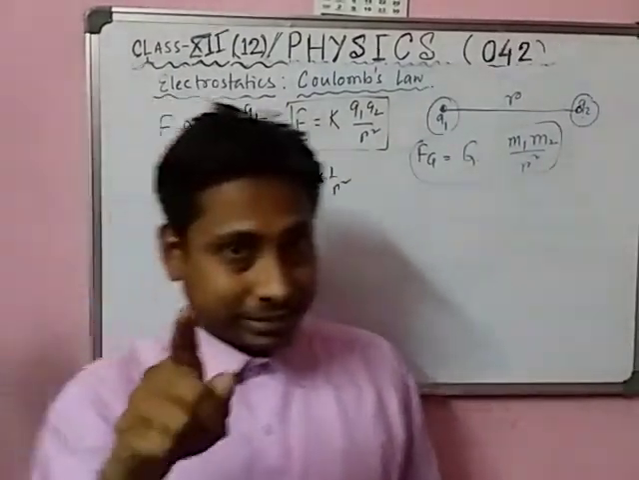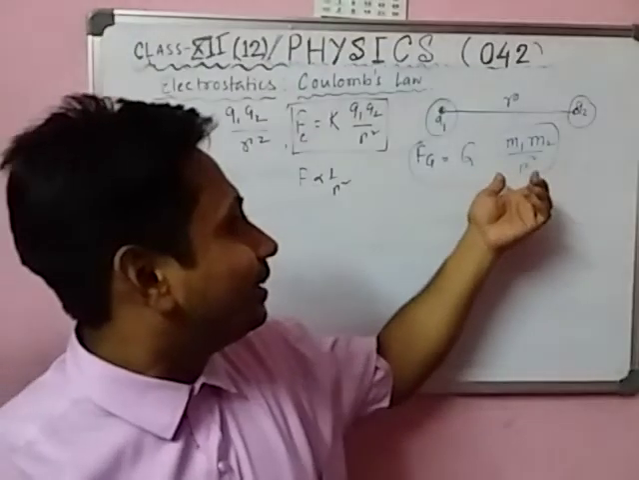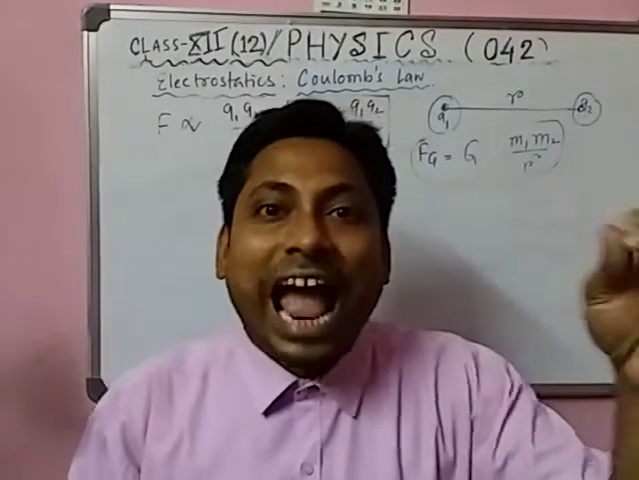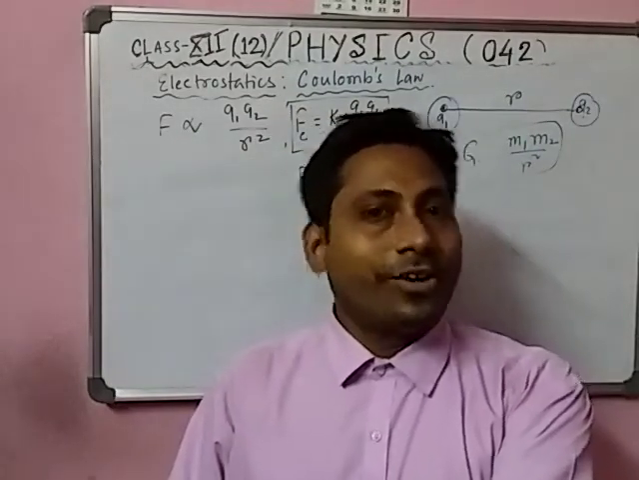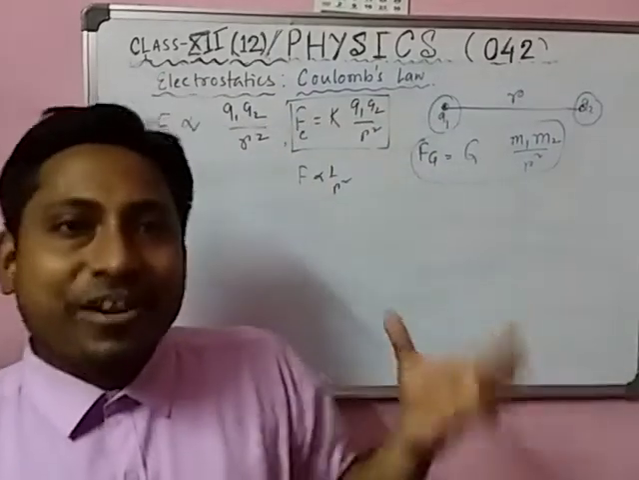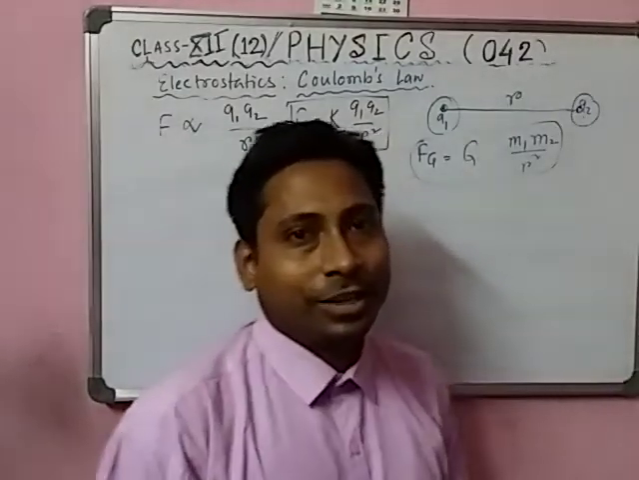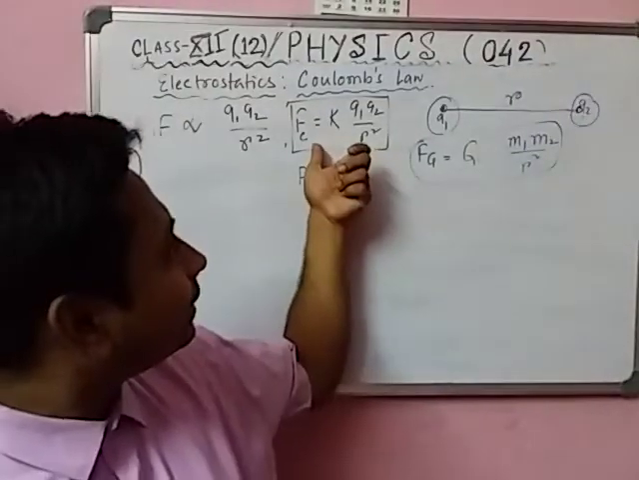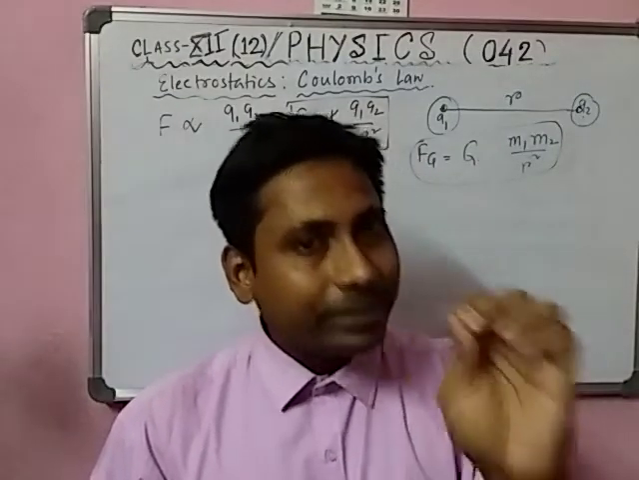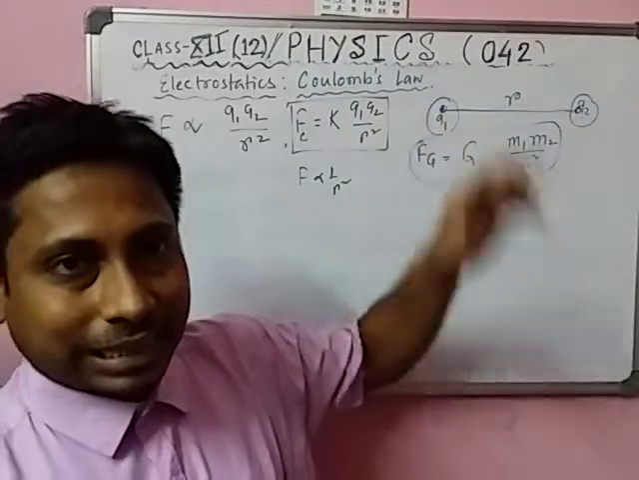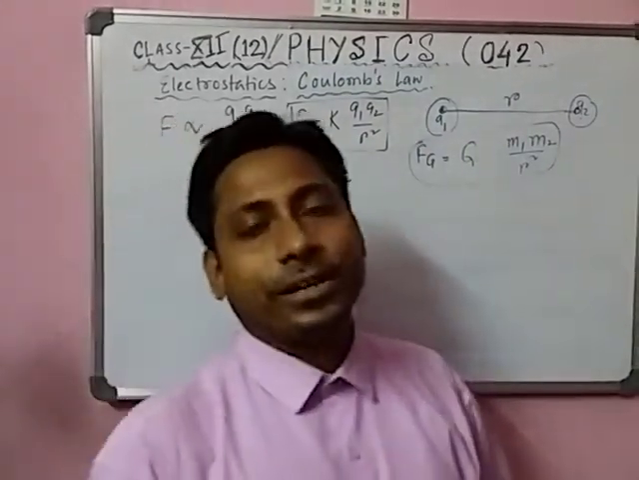Now, dissimilarities. Number one, gravitational force is always attractive. Gravity always attracts towards its center. But electrostatic force is attractive as well as repulsive, depending upon the charges. If the charges are similar, it is repulsive. If the charges are opposite, it is attractive.